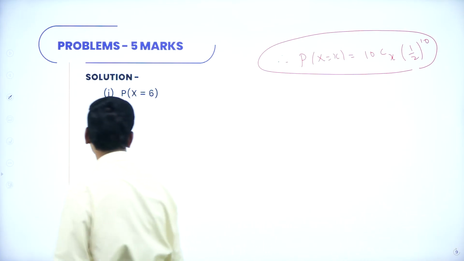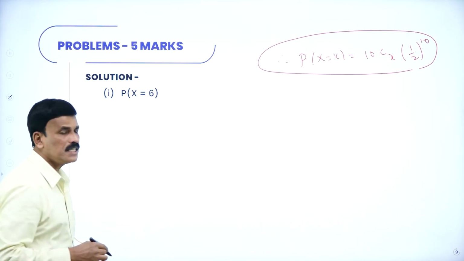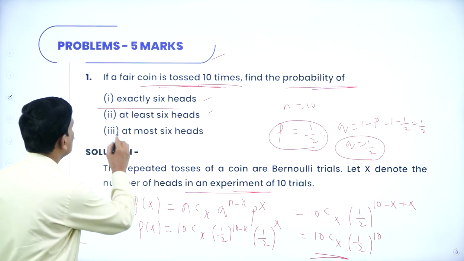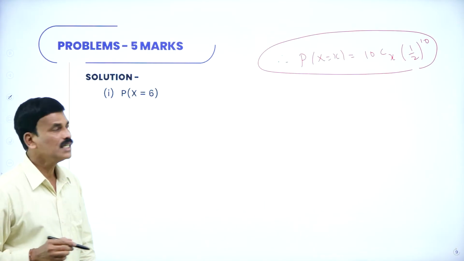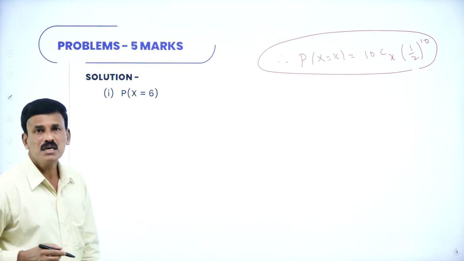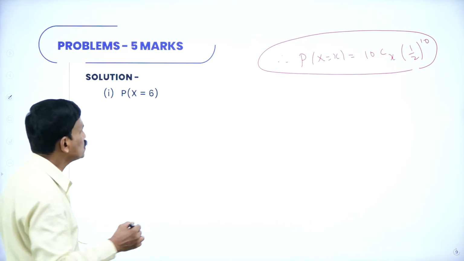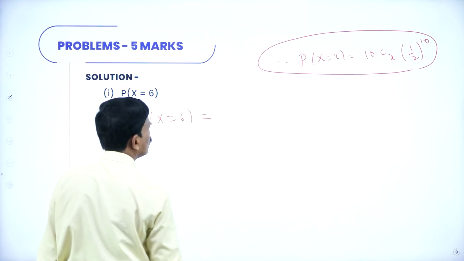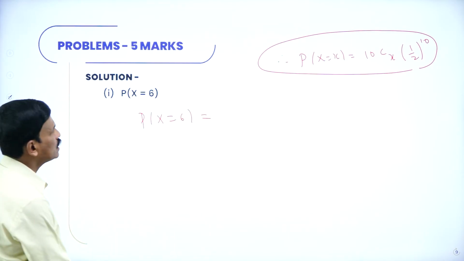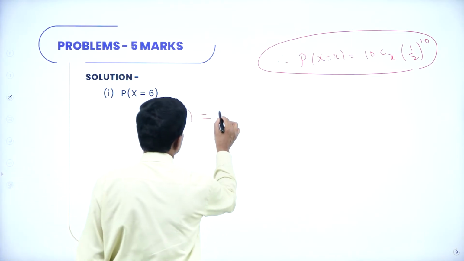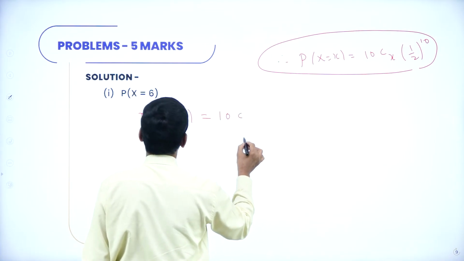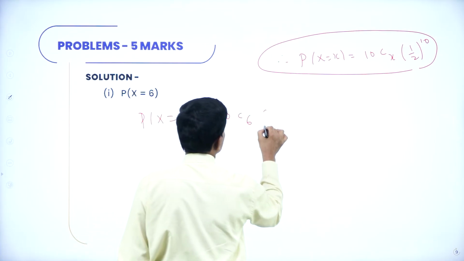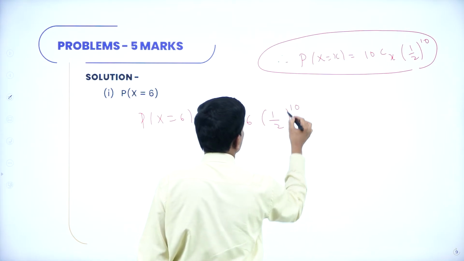What is the first case? Probability of x is equal to 6, that is exactly 6 heads. Exactly 6 heads means P of x is equal to 6. So here P of x is equal to 6 is given by exactly 6 heads. So that is 10C6 into (1/2)^10.